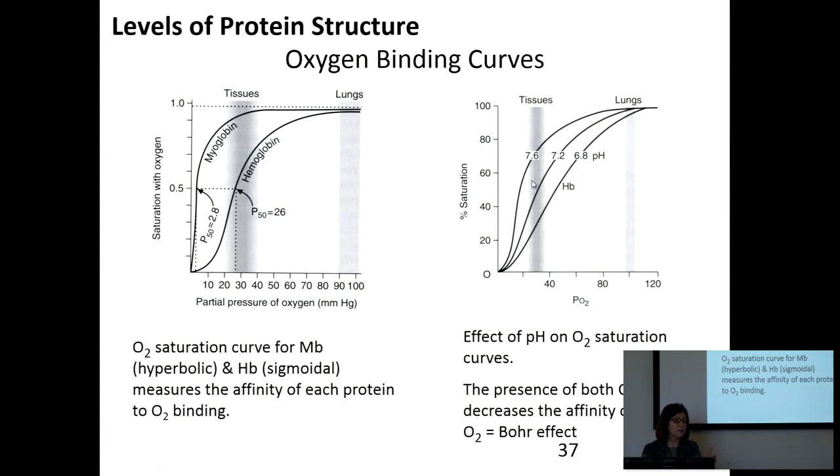So we only need a little bit of oxygen around at pH 7.6 to get to 60%, where we need 50 millimeters of oxygen at 6.8. And that's not that much of a difference of pH. That's a huge change.